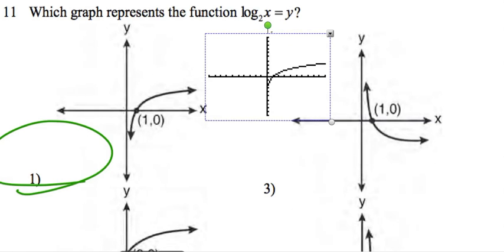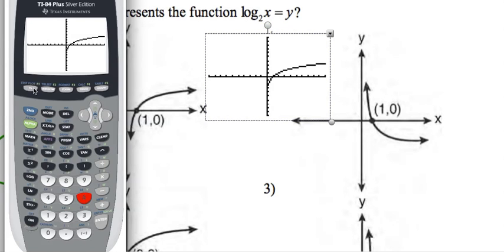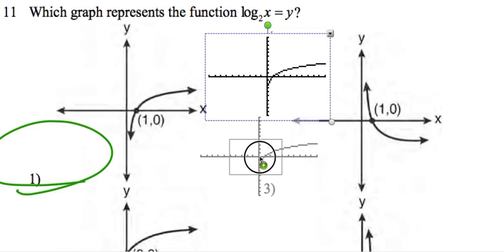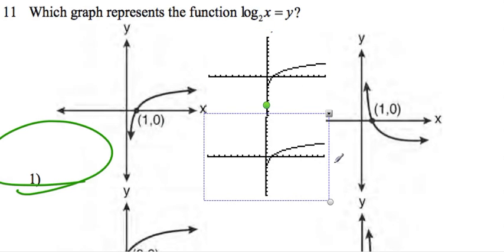But what if you didn't have an updated operating system? Then what you could have done is the log of x divided by log of 2. That's the change of base formula, and graph it. Then you'll see that you're going to get exactly the same thing over here.